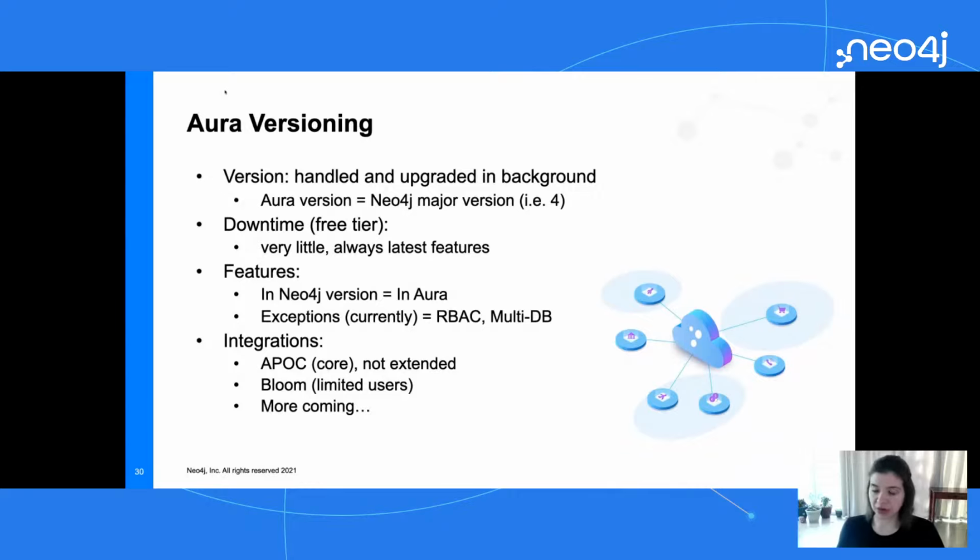As far as features, whatever's in the Neo4j version, you're going to get in Neo4j Aura, with a couple of exceptions currently. RBAC, role-based access controls, is not available. And then multi-DB is also not currently available in Aura. However, there's some other things that you can do to compensate for that. Getting around that, those things are being worked on. It's just something that's not there as of yet.